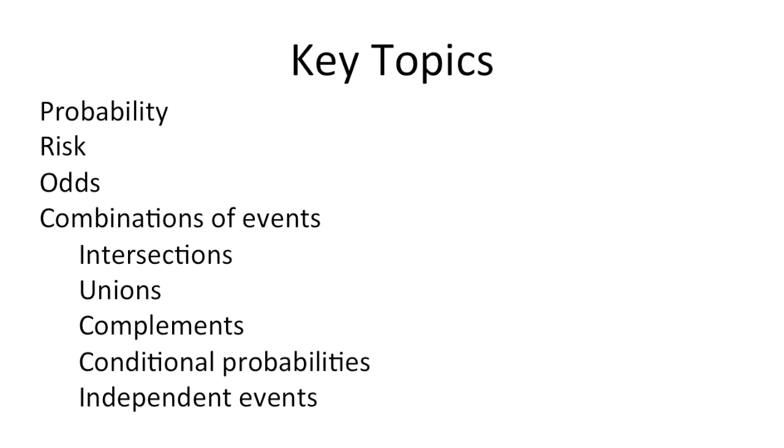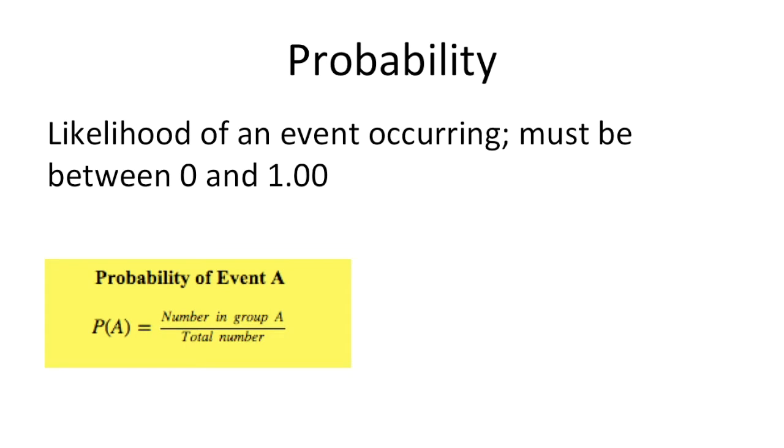We'll start with probability. Again, by definition, probability is the likelihood of an event occurring. It must be between 0 and 1.00. If you're computing a probability and it is outside of this range, then you've done something incorrect.